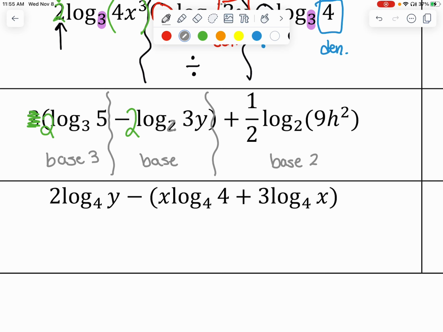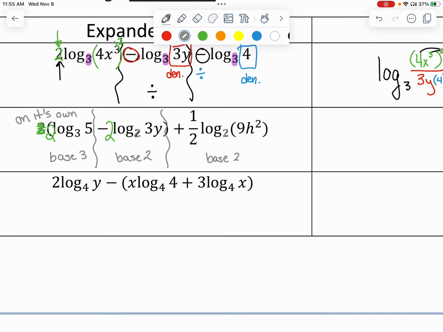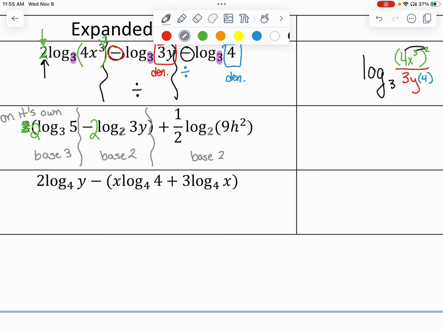And this one has a base of 2. So we should probably acknowledge that that first one had a base of 3. It's going to kind of be a loner. It's going to be on its own because it had the base of 3 versus the other ones that had a base of 2. All right, so let's talk about the first one.